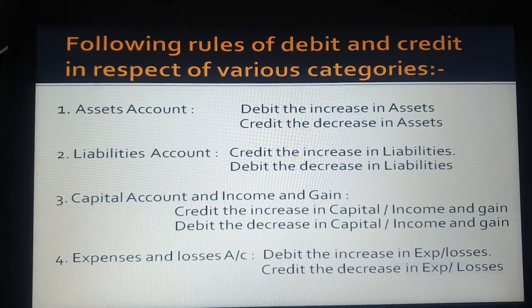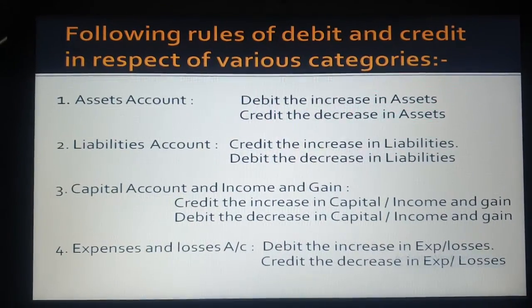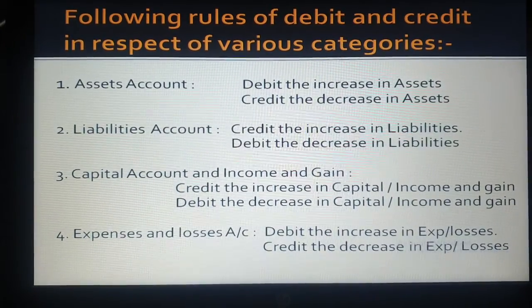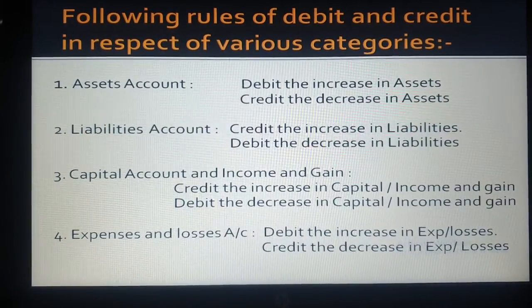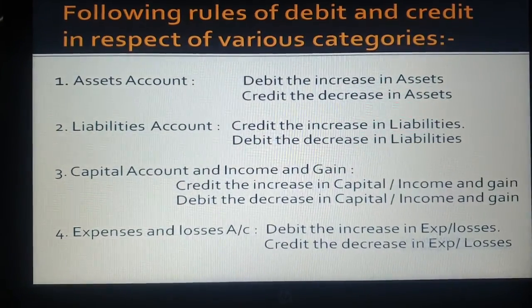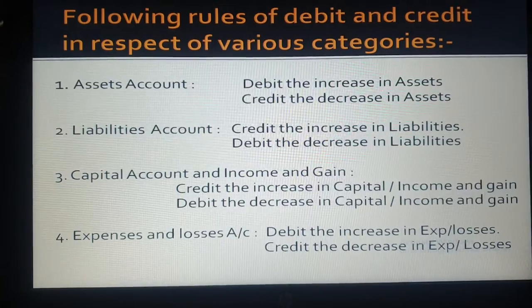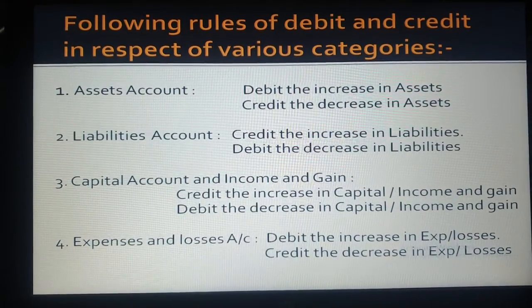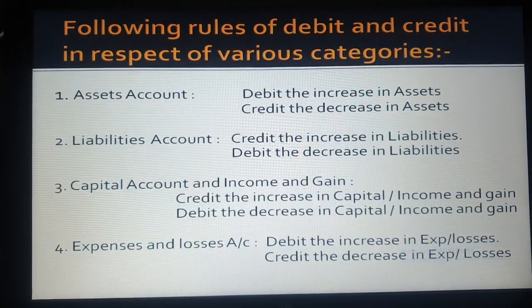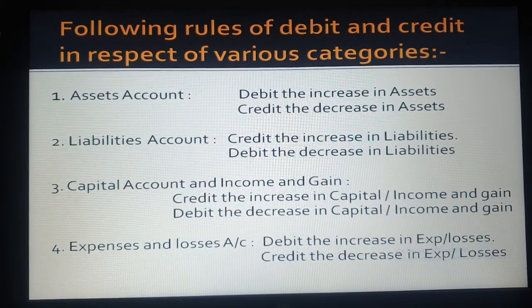Now following are the rules of debit and credit in respect of various categories. First, asset account. In the case of asset account, I'm talking about all assets, whether it is cash, bank, land and building, debtors, bills receivable, any kind of assets. Any increase in asset will be recorded on the debit side and decrease in asset will be recorded on the credit side.